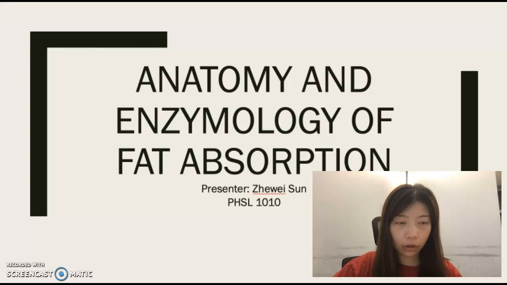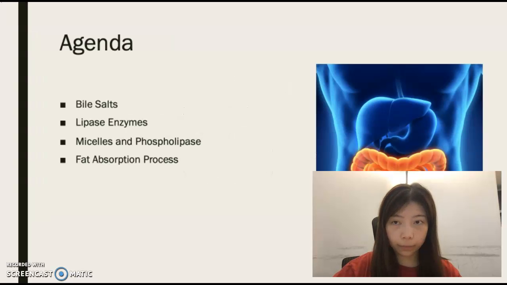Today I would like to talk about the anatomy and the enzymology of fat absorption. This is my agenda today. I would go through this order. On the left, I also show the picture of the small intestine, which is the primary place for absorption within the human body. I will go through bile salts, lipase enzyme, micelles, phospholipase, and the fat absorption process.